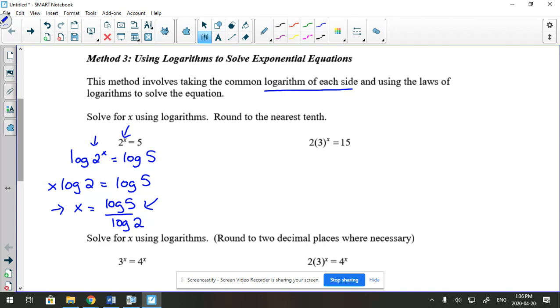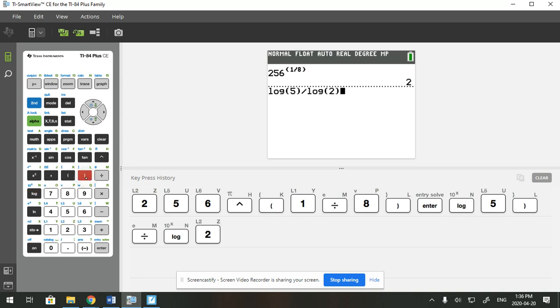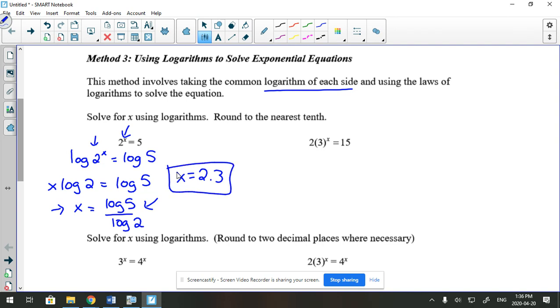You're just going to hit the log button, log 5, and divide it by log 2. So I'll show you here. You're going to hit log 5, close your bracket, and divide it by log 2. And now we found out that our x must equal approximately 2.3. So logs are pretty handy for solving exponential equations. So we can do the same thing with the one on the other side here.